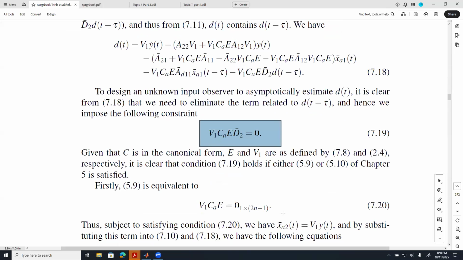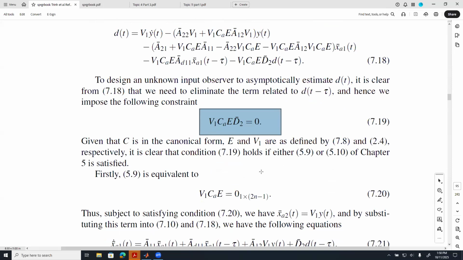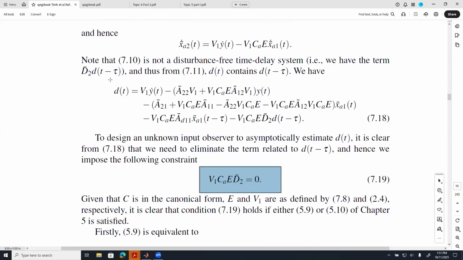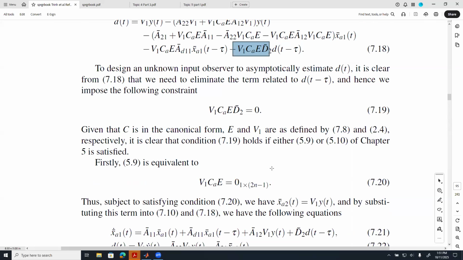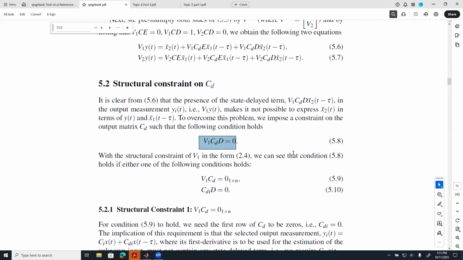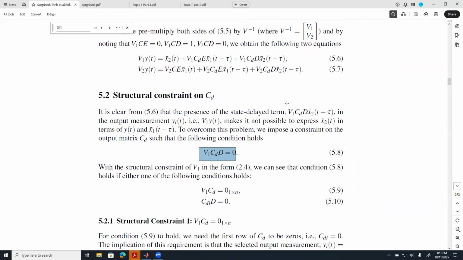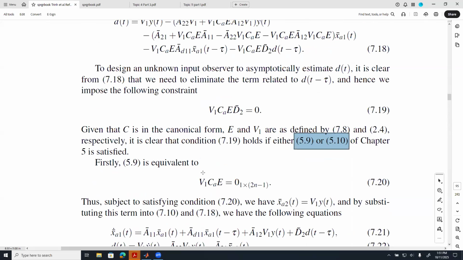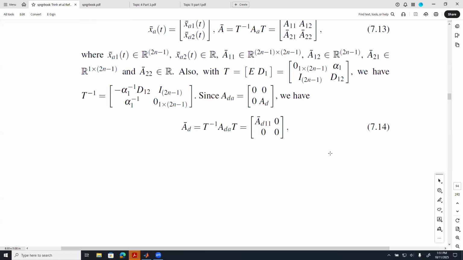Interestingly, that means that we boil down to the same requirement. In order for us to explicitly obtain this unknown input in its entirety and to ensure asymptotic convergence of the estimation of this unknown input, we require this term equal to 0. And this sum equal to 0 is actually equivalent to either conditions 5.9 or 5.10 in chapter 5. So in chapter 5, when we did the decomposition, we actually arrived at this requirement. Now, this requirement is also required in this approach here. This is approach one. Remember that.